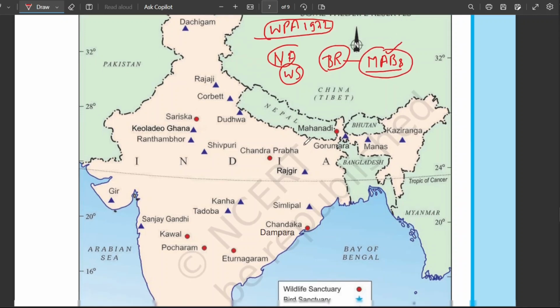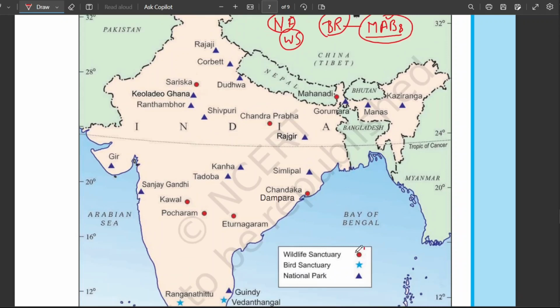And here some facts have been given. For example, wildlife sanctuary is denoted by this symbol, bird sanctuary, and national parks.